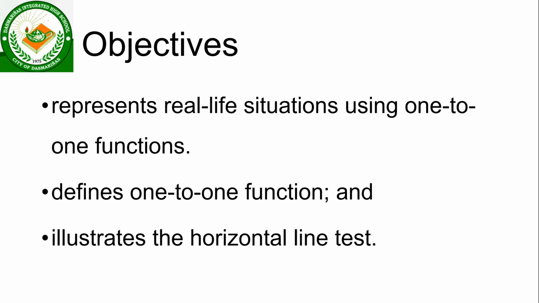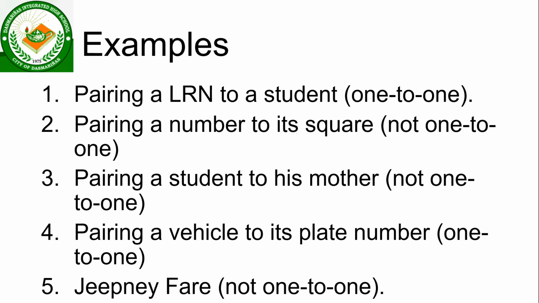For our objectives, we must represent real-life situation using one-to-one function. That is the first one. We must also define a one-to-one function. And we must illustrate the horizontal line test. And because this horizontal line test is like the vertical line test, it is used to determine if a function is one-to-one. So let us have some examples.